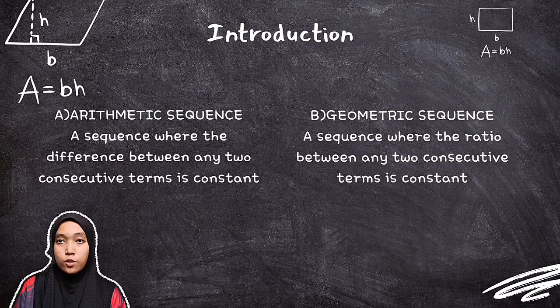Arithmetic sequence is a sequence where the difference between any two consecutive terms is constant. And geometric sequence is a sequence where the ratio between any two consecutive terms is constant.